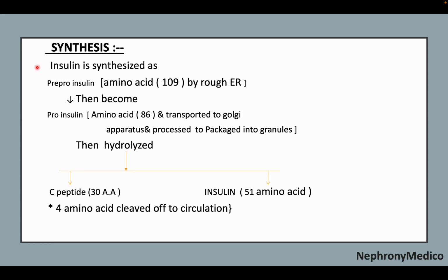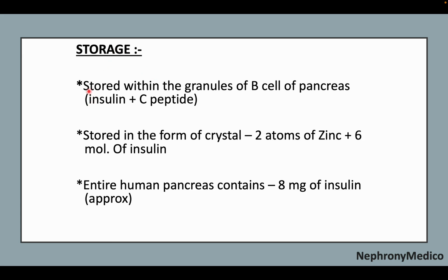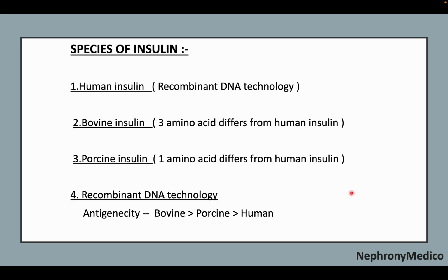Now, synthesis. Insulin is synthesized as preproinsulin and then becomes proinsulin and then is hydrolyzed into C-peptide and insulin, which is a 51 amino acid protein, and the 4 amino acids are cleaved off to circulation. Now, storage. It is stored within the granules of the beta cells of the pancreas with C-peptide. It is stored in the form of crystals, and the entire human pancreas contains 8 mg of insulin. Now, species of insulin: human insulin, bovine insulin, porcine insulin, and recombinant DNA technology.